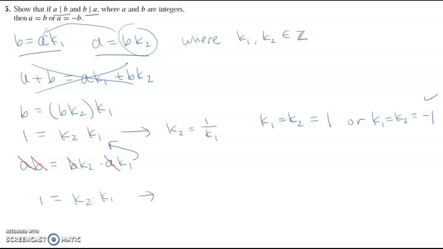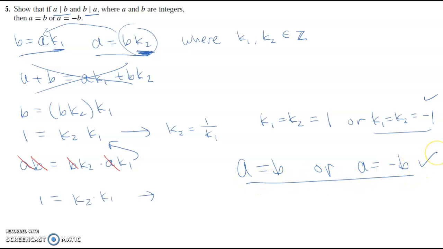If K2 is positive 1, then we have A equals B. If they are both negative 1, then by plugging in negative 1 for K2, we have A equals negative B. And our proof is done.